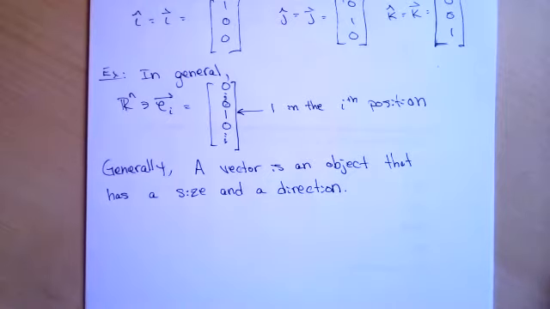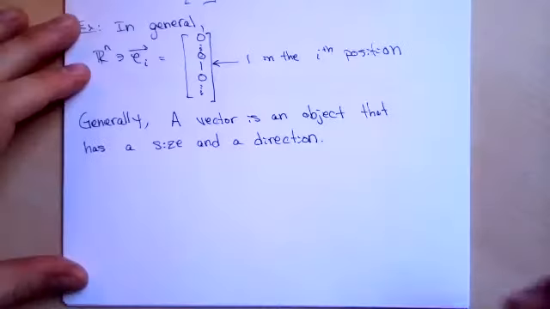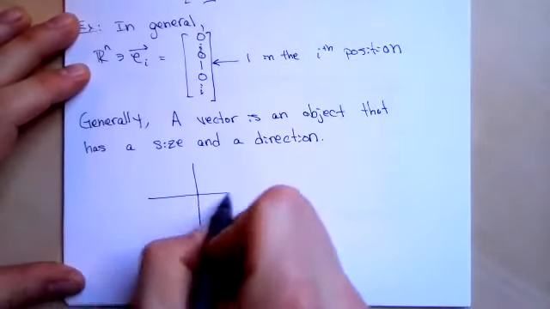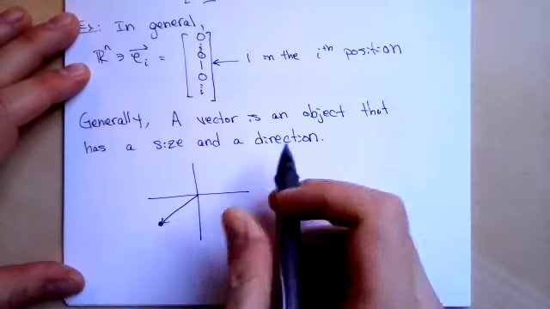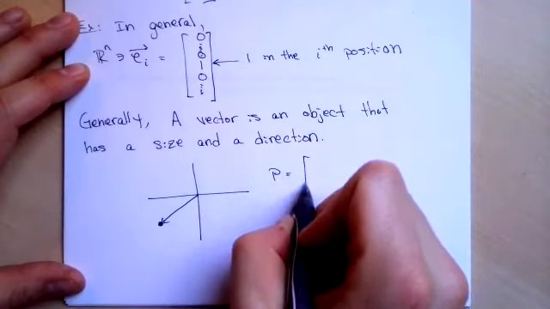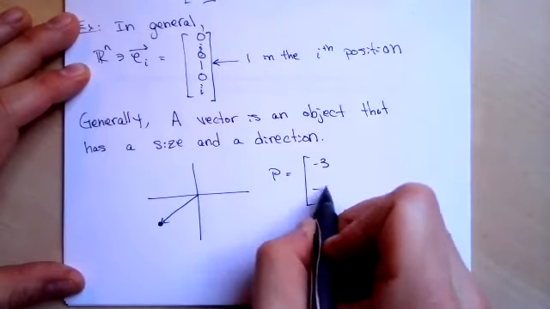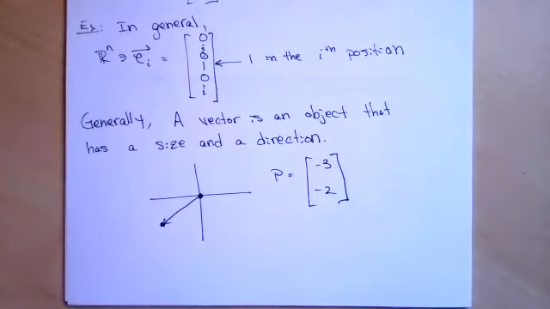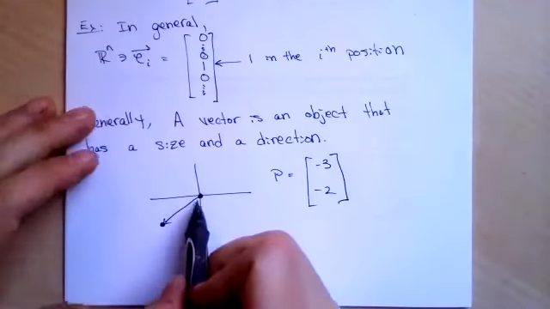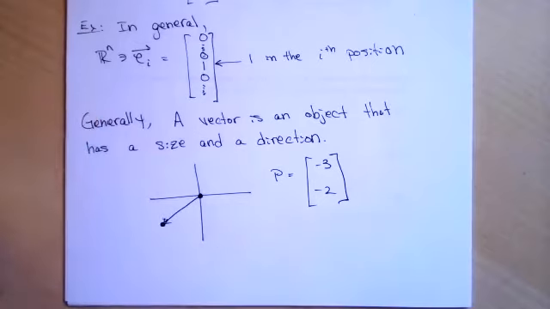So hopefully you guys saw this in Calc 2 or Calc 3. So for example, our P vector has our direction. So this is why we want to consider them as arrows. It starts at the origin and points in a specific direction. Hopefully you've seen this in Calc 3 with directional vectors and tangent vectors.